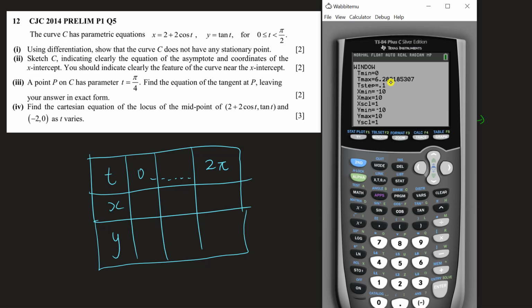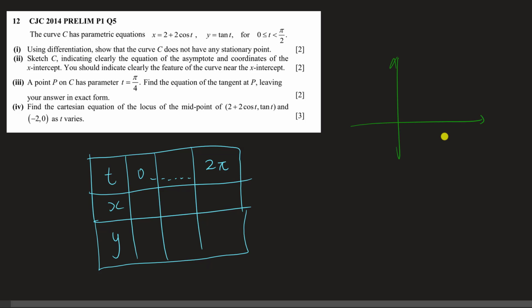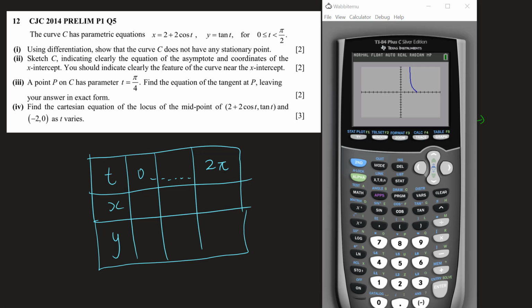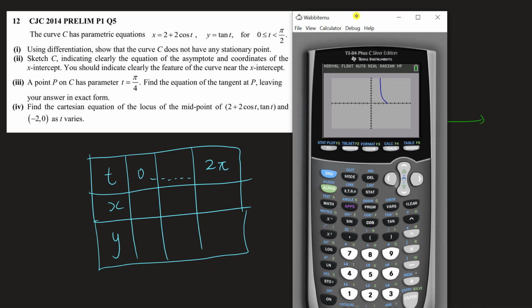We don't want to go all the way up to 2 pi. All we need is from 0 to pi over 2. The number of points generated will be fewer, and you realize most of the curve you see just now will be gone. You're only left with this. It seems like you can just draw it like so, right? Looks the same, right?